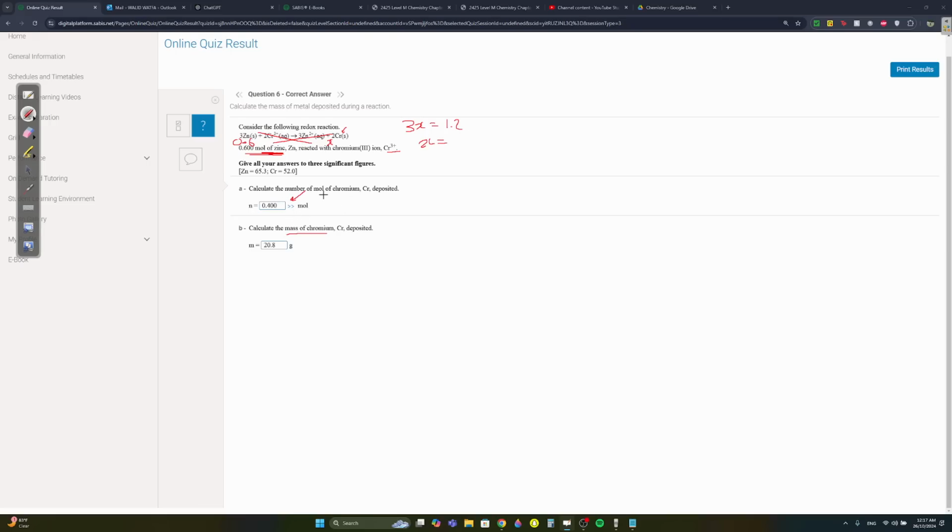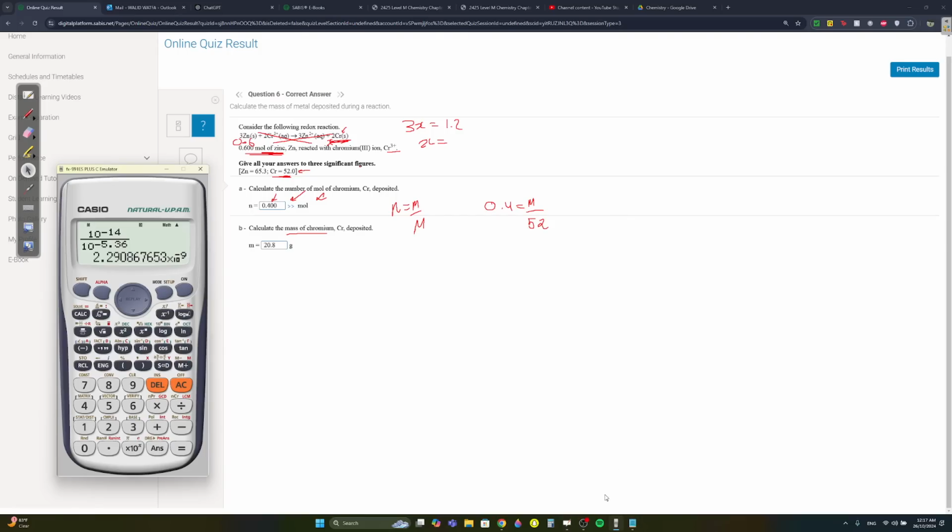Calculate the mass of chromium. We found the moles. How do you find the mass? It's m over M. So just multiply the moles by its molar mass. They gave us that chromium is 52. So the moles is 0.4. The mass, we don't know it, but the molar mass of chromium is 52. 0.4 times 52. You should get 20.8.